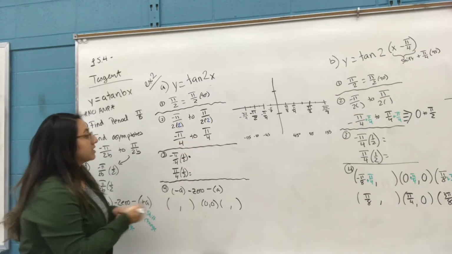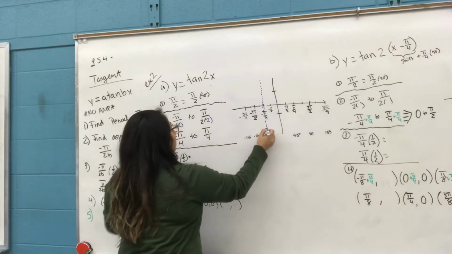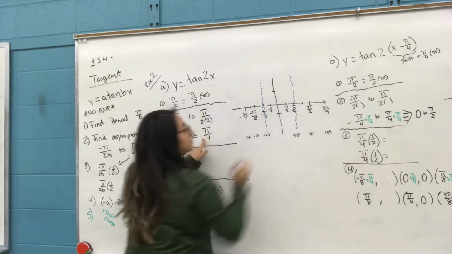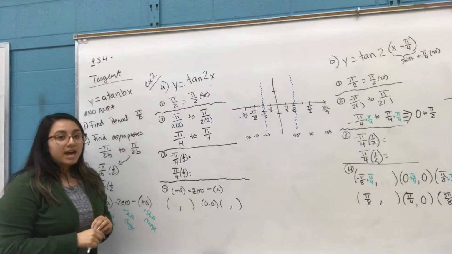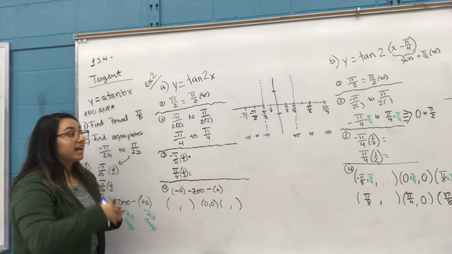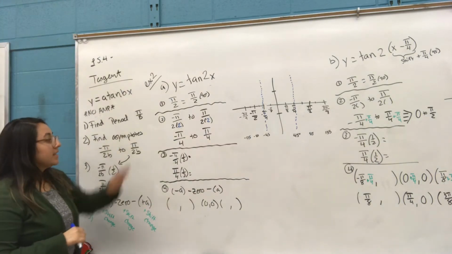That means we start at negative π over 4 and we stop at positive π over 4. That's where we start, that's where we stop. If you want to add more graphs to it, you can add one to the left and one to the right of it. Honestly, I'm just looking for that main one in the center.